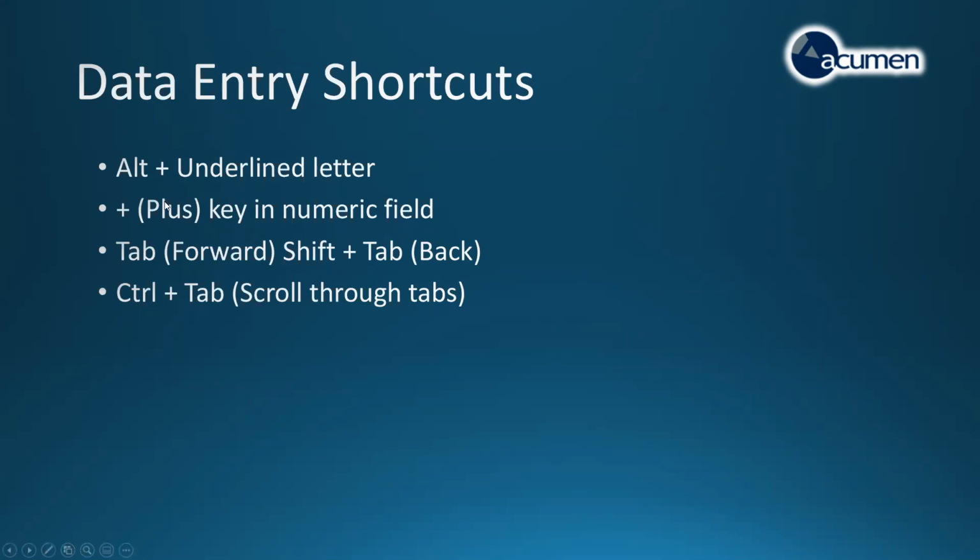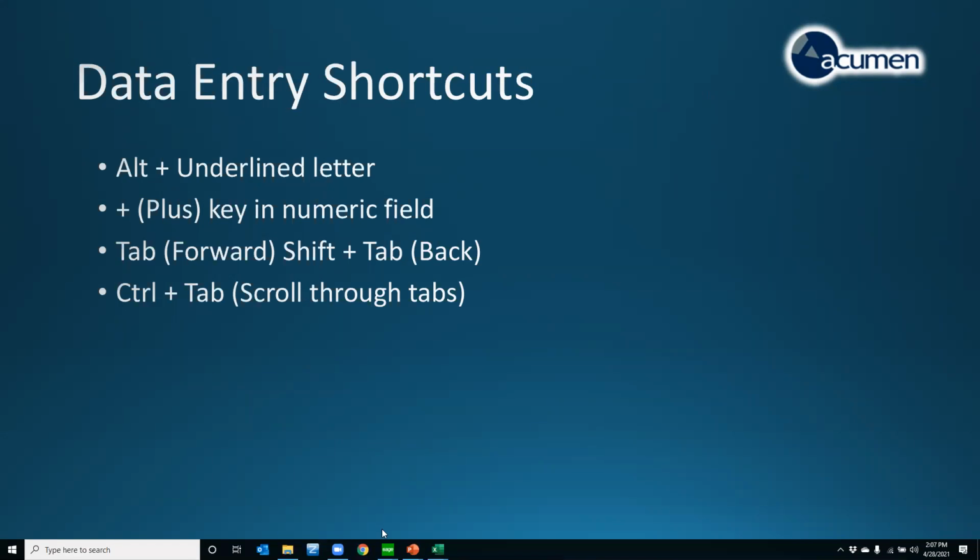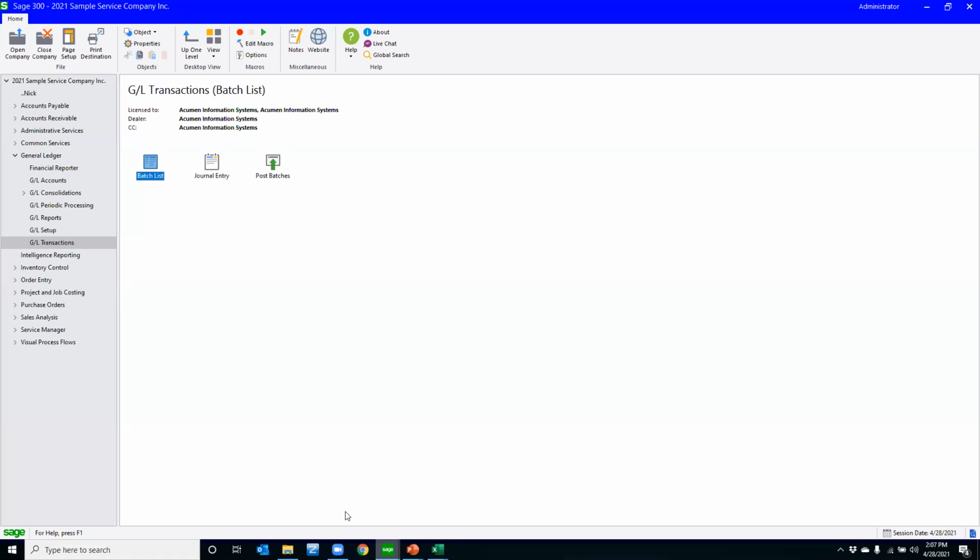So a couple things: I can use the Alt key plus an underlined letter as a hotkey to navigate around a screen. I can use the plus key in numeric fields. Of course, you're probably familiar with tabbing to move through the fields, but a Shift-Tab will move you backwards through the fields. And then a Control-Tab will help you scroll through some of the tabs. Let's take a look at how that works.